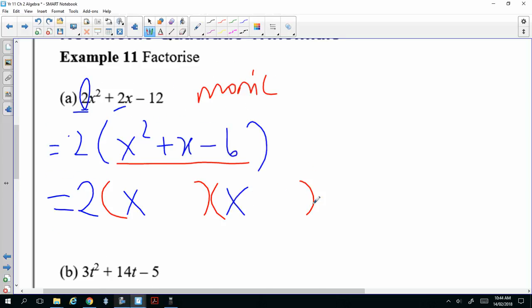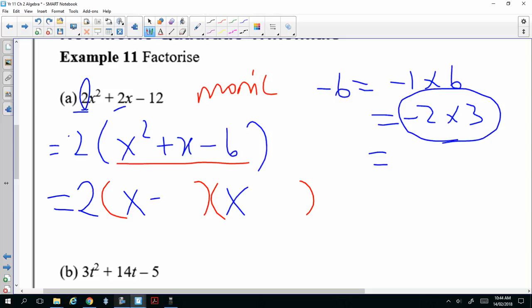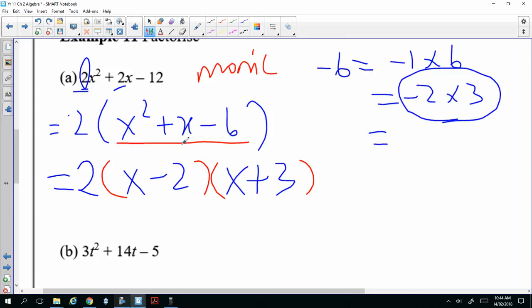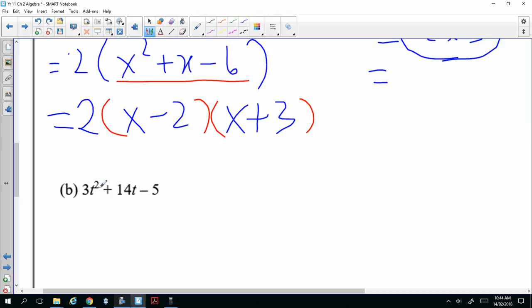So let's see, what would the possibility? Negative 6, you just go negative 6. What the possibility for negative 6? So negative 6 will be negative 1 and 6, negative 2 and 3. And I think this one works, isn't it? So write negative 2 plus 3. Question. All right, so remember, always look for common factors so that the non-monic becomes a monic. Yep, okay. Now, the next one, it can't become monic because 3 is not common.